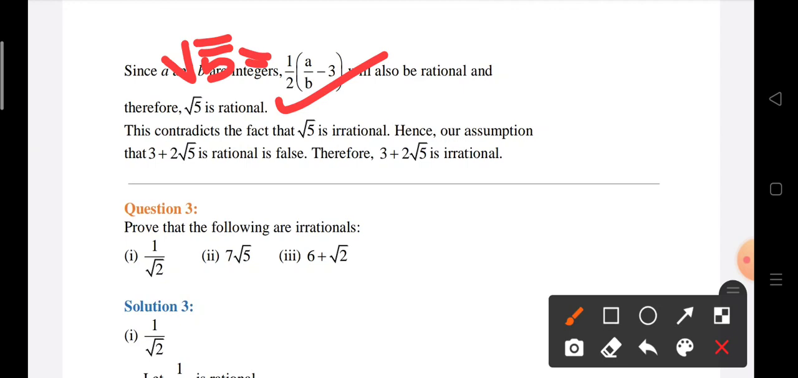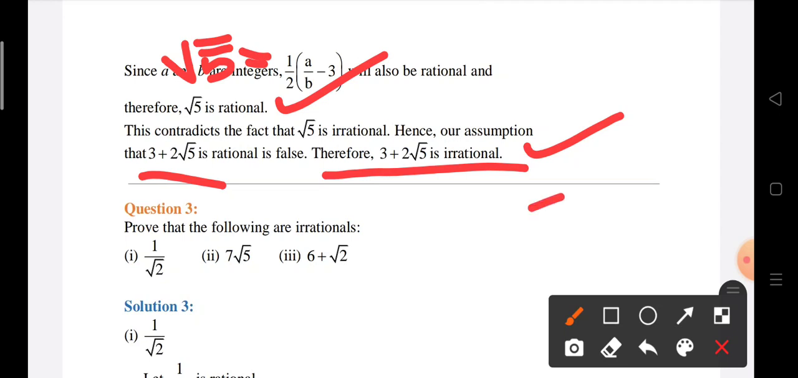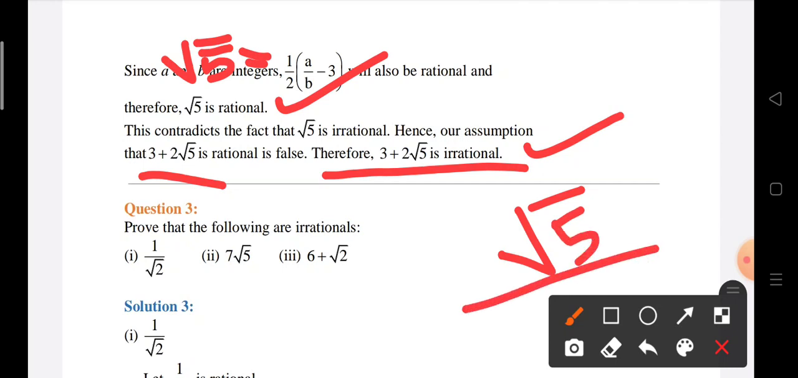So this is a contradiction. This contradiction is against the fact that we know root 5 is irrational. So our assumption, that 3 plus 2 root 5 is a rational number, is false, and hence it is an irrational number. Is it clear? It is by the contradiction method, as we did in the last question, that root 5 is irrational.